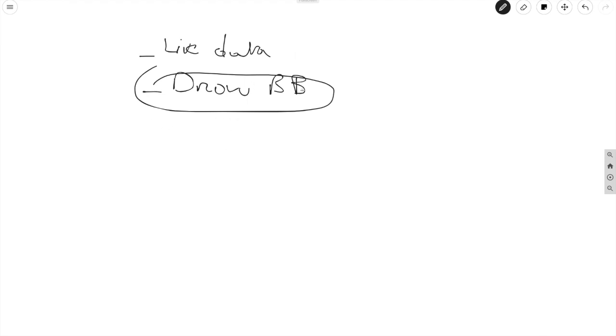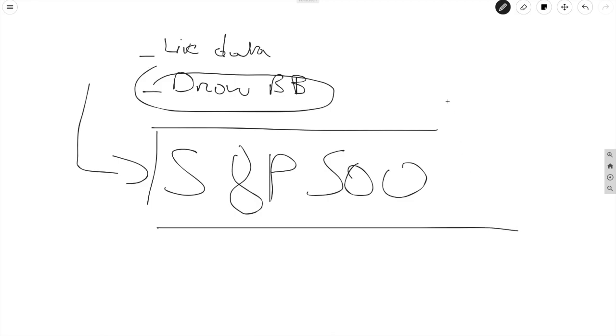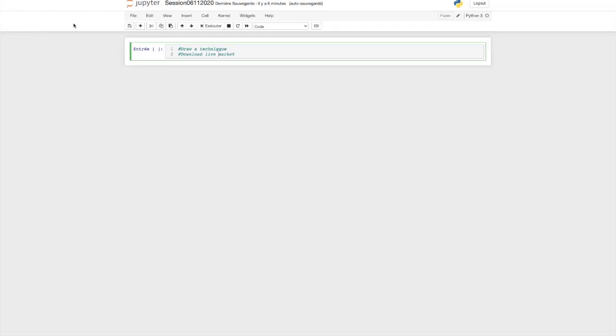In order to do so, as an example, we are going to use the S&P 500. And after that, you can make a test with any share that you want to test. But right now, we are going to trade on the S&P 500, and we are going to check if the Bollinger Band is going to help us to draw a trading strategy. Okay guys, let's go.